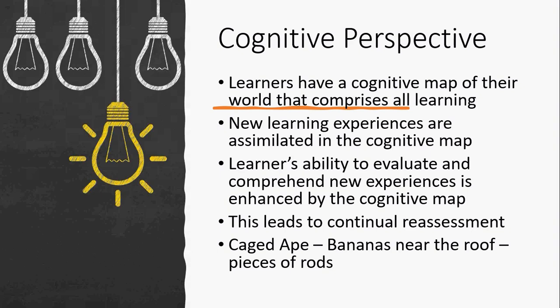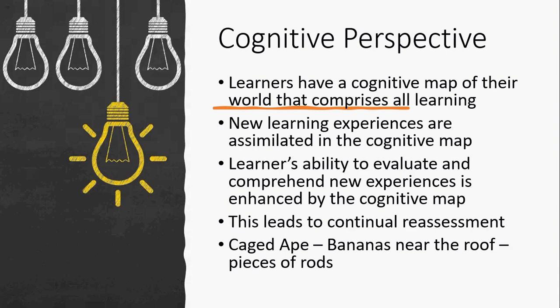Now we move to another perspective. This is different from the behavioristic perspective. This perspective is termed the cognitive perspective. What happens here? Those who propound this theory believe that learners have a cognitive map of their world that comprises all learning. There is something inside our brains that helps us to learn. So new learning experiences are assimilated in the cognitive map.